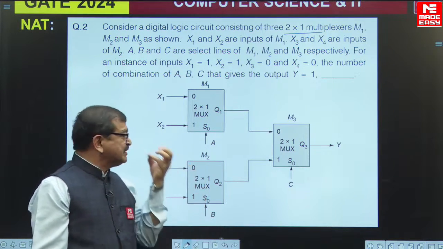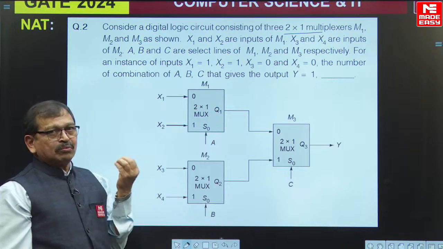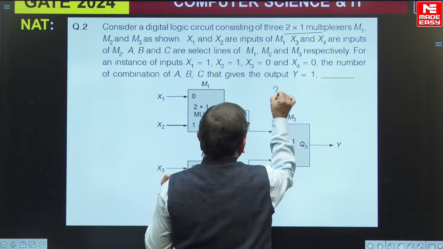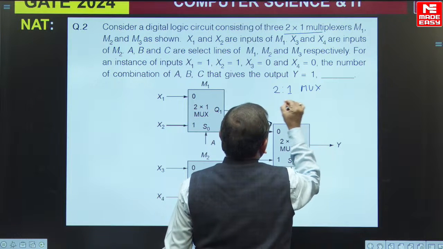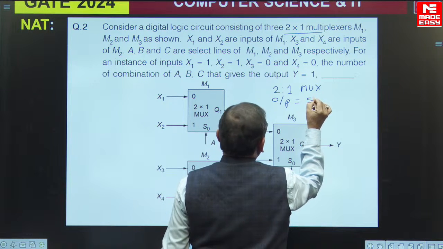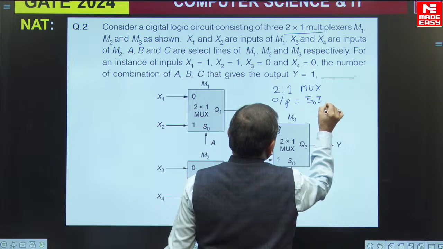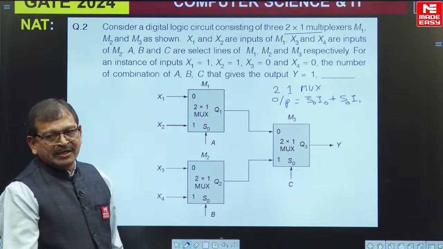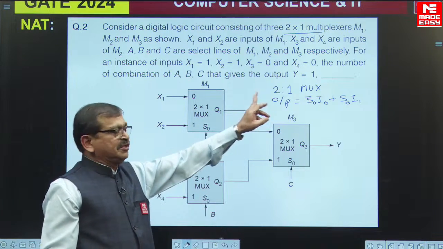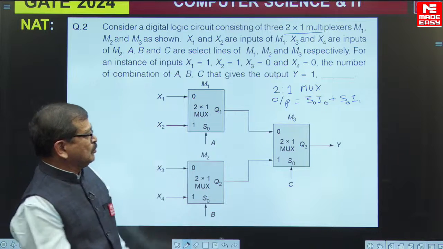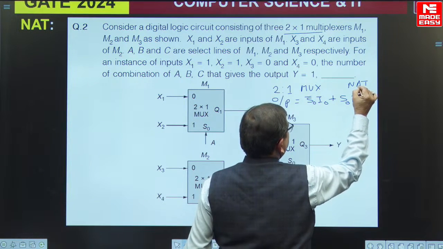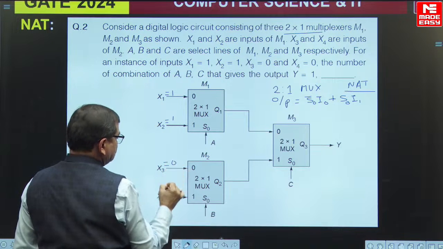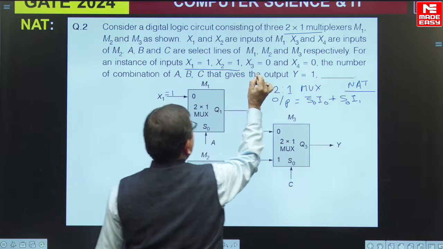To work out this question, basically you need to know the 2x1 multiplexer output equation. If you look, the output is select input S0 complement with input line I0, or select input S0 with input line I1. It is the 2x1 multiplexer output equation. With the knowledge of this output equation, it is possible for us to find the answer to this numerical type question. It is mentioned here x1 value is 1, x2 value is 1, x3 value is 0, x4 value is 0. These are the values given in the question, right?